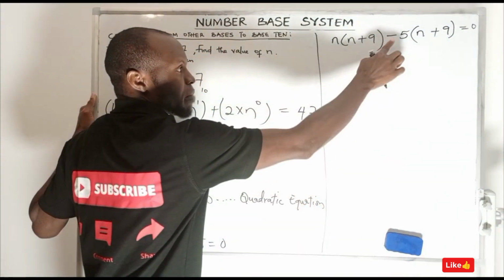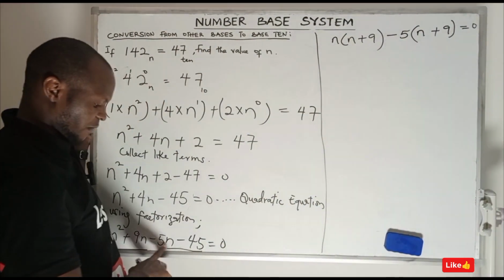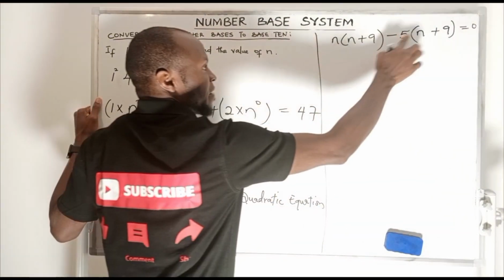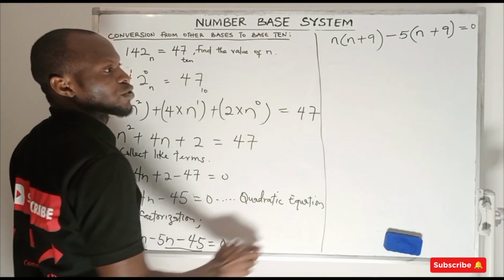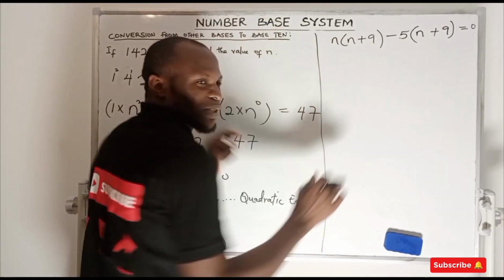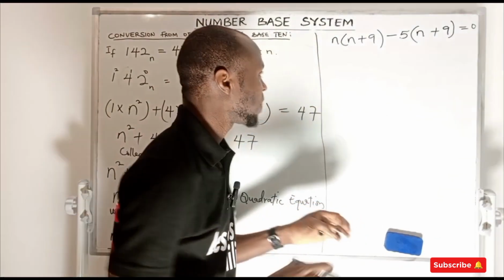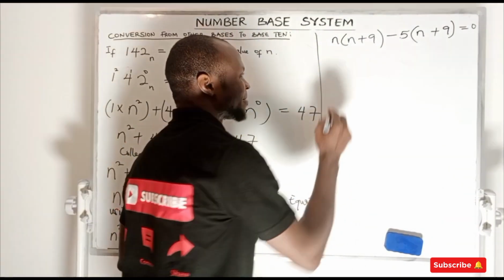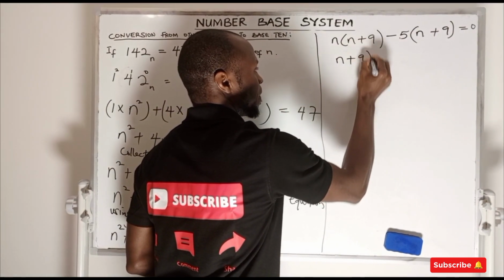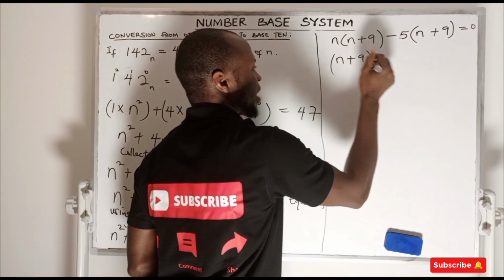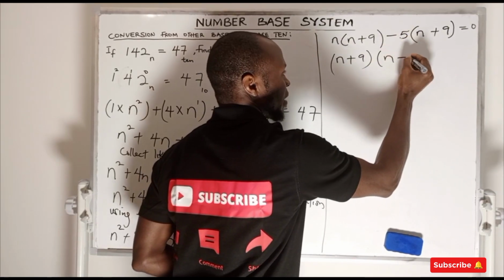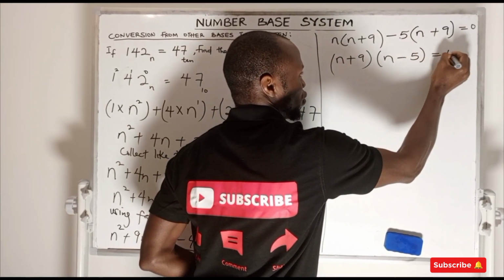If I open the bracket, minus 5 times n will give me minus 5n. Minus times plus will give me minus. 5 times 9 will give me 45, equals to 0. So if you see, what I have in the bracket is the same, that shows I have factorized completely. That shows my factors are correct. So you just take one of the brackets, n plus 9. If you remove this bracket, what are you left outside? That is n. If you remove this bracket, what are you left outside? That is minus 5, equals to 0.